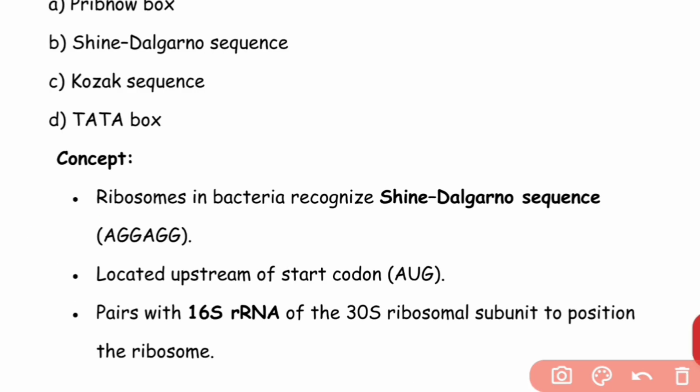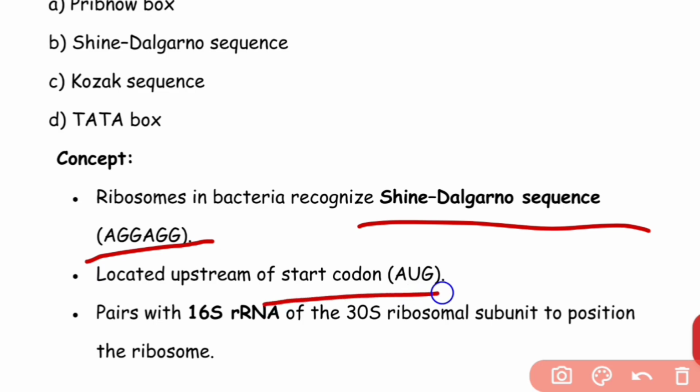Ribosomes in bacteria recognize the Shine-Dalgarno sequence, which is AGGAGG. It is present upstream of the start codon, which is AUG. Now it pairs with the 16S rRNA of the 30S ribosomal subunit, and it helps to position the ribosome.